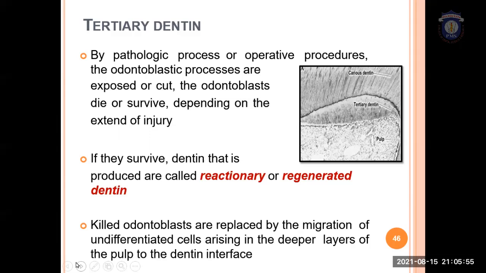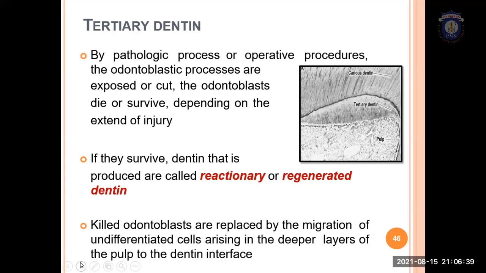Two scenarios can be formed due to the insult. The odontoblasts either die or survive. If the odontoblasts survive, the odontoblast at the expense of the pulp will make new dentine. That kind of dentine which is formed in reaction to a stimulus by the already surviving odontoblast is known as the reactionary dentine or the regenerated dentine. It is called reactionary dentine as the dentine is formed as a reaction to a stimulus, or it is also called regenerated dentine.